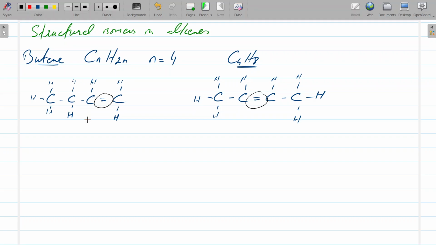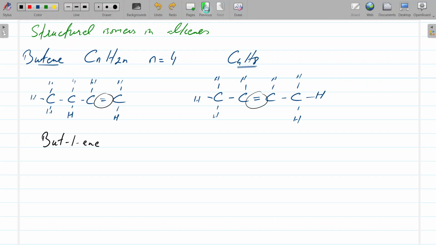Now this molecule is called but-1-ene. How did I get the 1? I'm numbering the carbon at which the double bond is formed. How do I know which one to count from? I could go 1, 2, 3, 4, and so this would be but-4-ene. But that's not how we do it. The numbering starts from the carbon that is closest to the functional group.